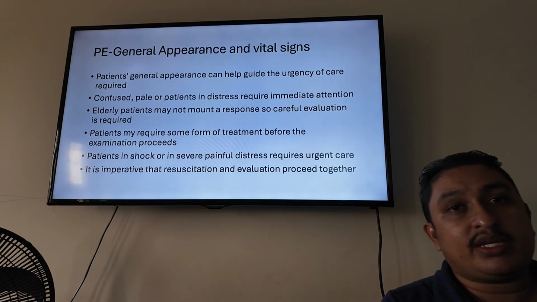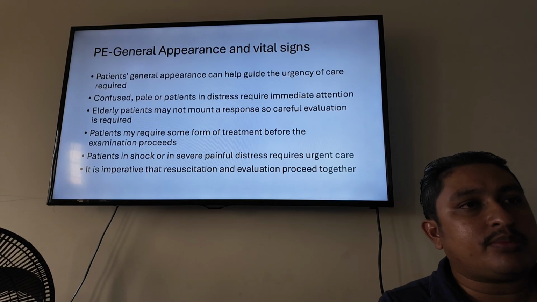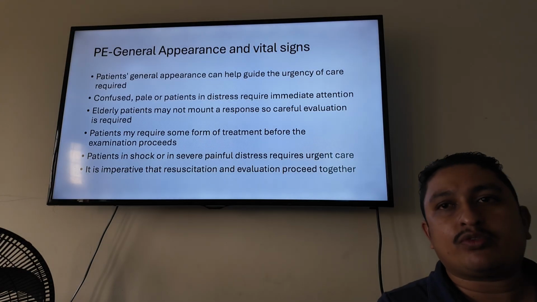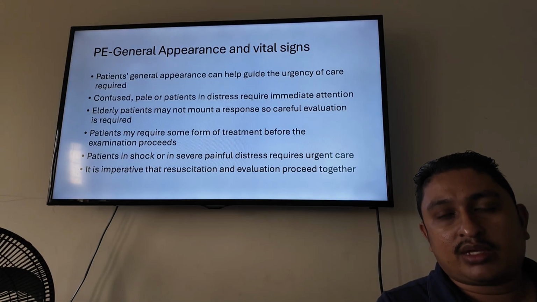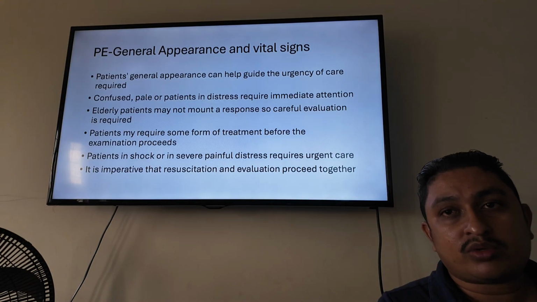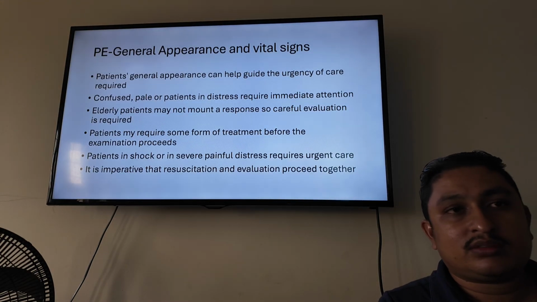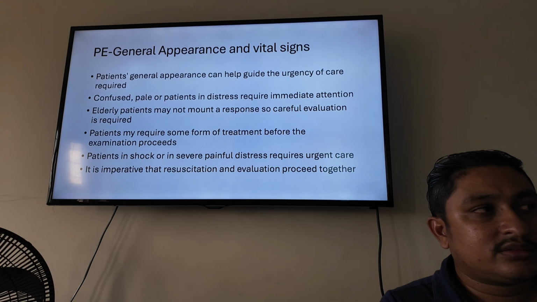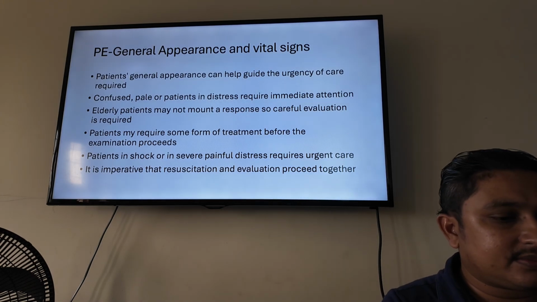If patients are in severe pain, there's nothing stopping you from giving the patient some amount of treatment before you proceed with your examination. Has anybody here ever tried to examine a patient who is kicking and screaming in pain? Right? You can't do it. You don't get accurate findings either.